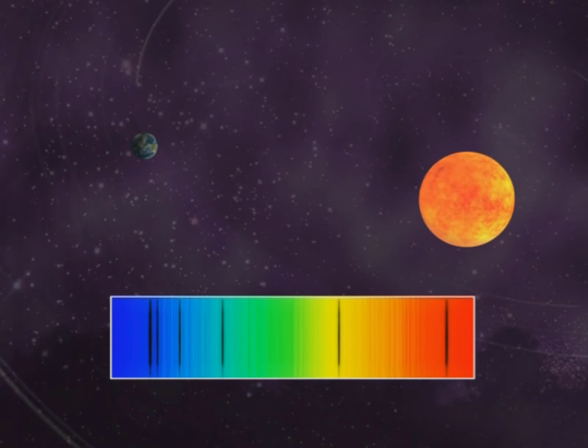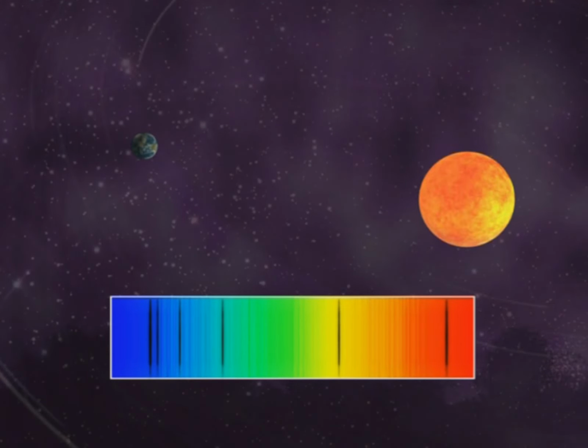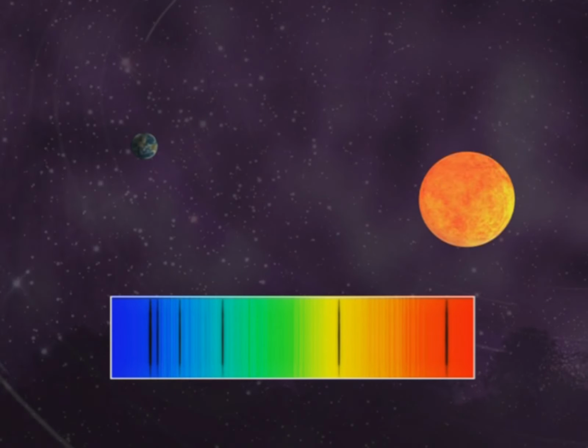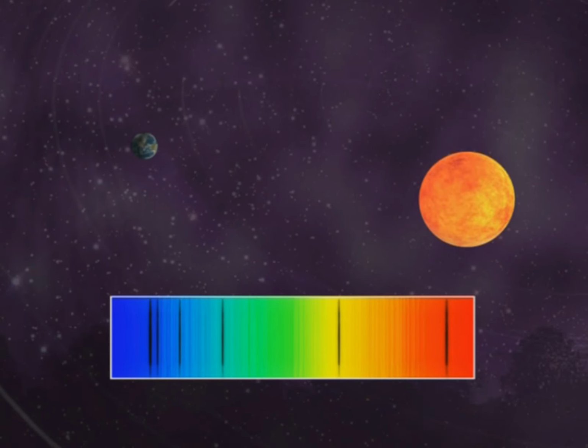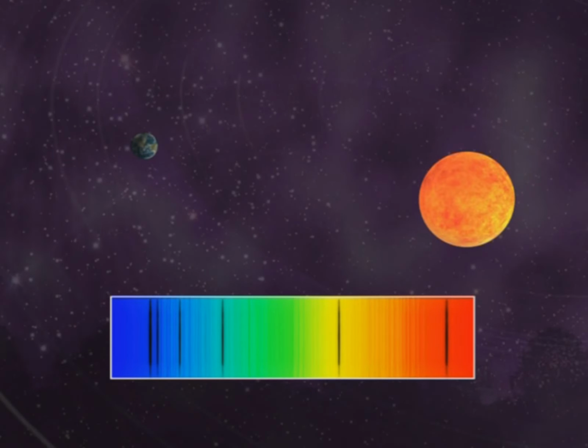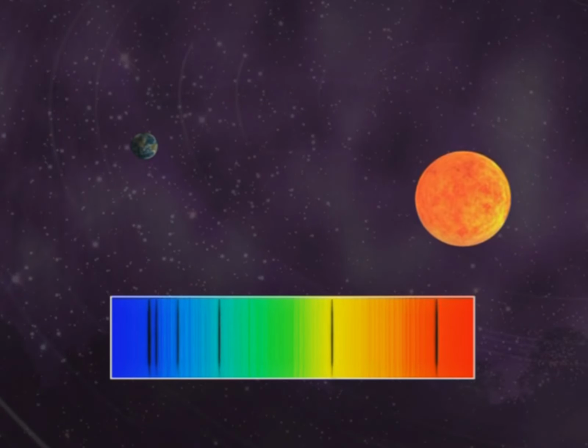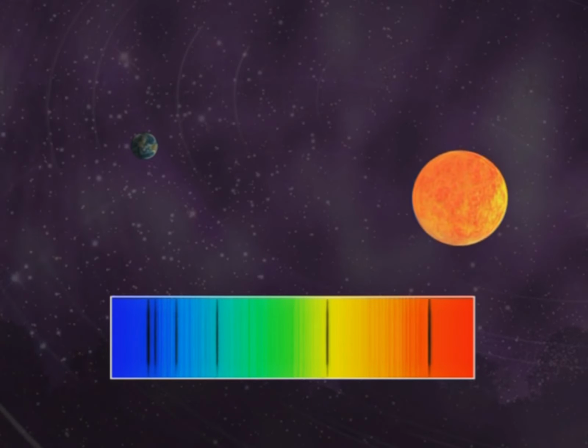When astronomers monitor a star that we think is a spectroscopic binary star, we look at these dark lines. If it's a spectroscopic binary, we will see the lines shifting back and forth as the stars orbit one another and the star comes towards us and away from us and towards us and away from us.